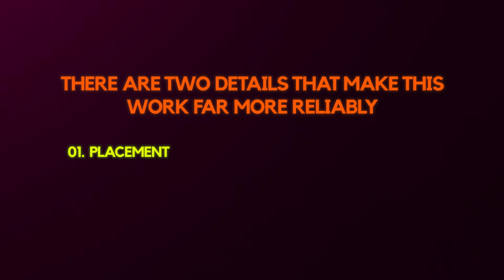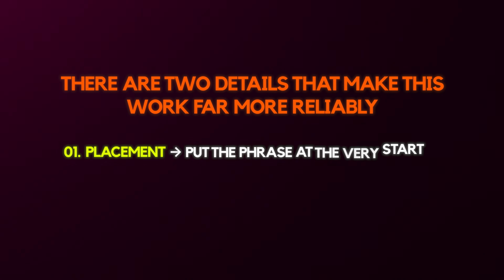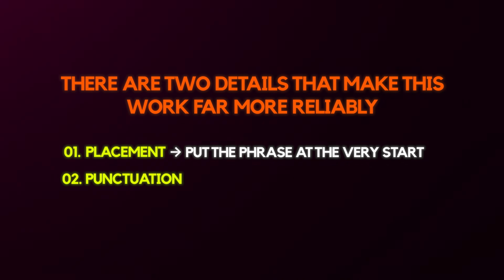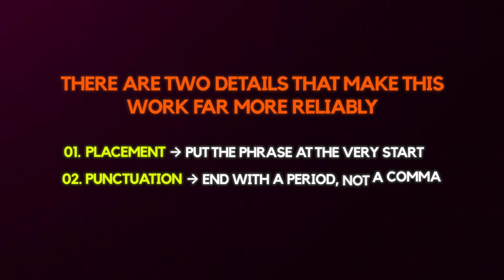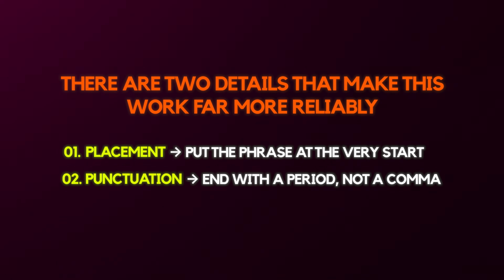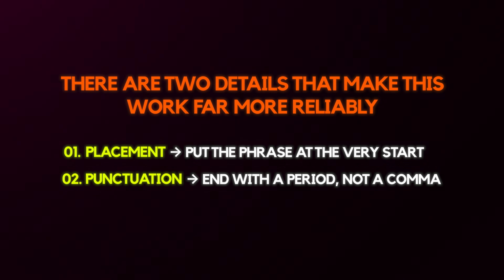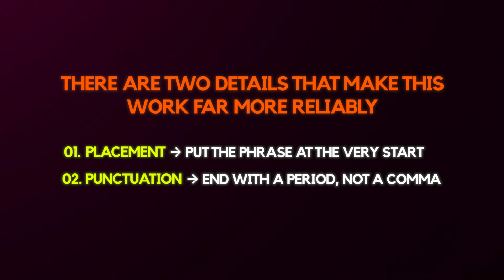First, placement. Put this phrase at the very beginning of your style prompt. Suno gives more weight to whatever comes first, so leading with it tells the model this is a priority. Second, punctuation. End the phrase with a period, not a comma. This is a subtle but real thing. Suno tends to treat comma-separated items as loose suggestions, but a period mark reads more like a firm instruction. Alright, let's see it work.